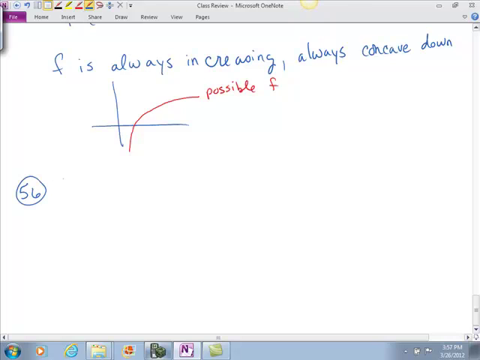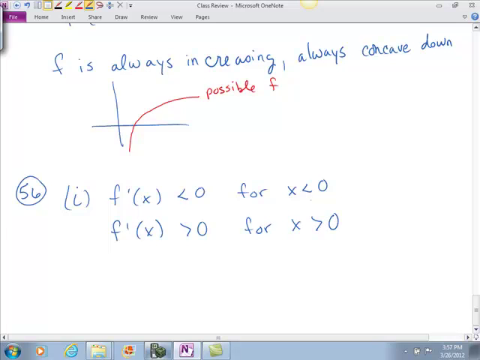It says, here's the condition. F prime of x is less than 0 for x less than 0. F prime of x is greater than 0 for x greater than 0. All right, here's another condition.